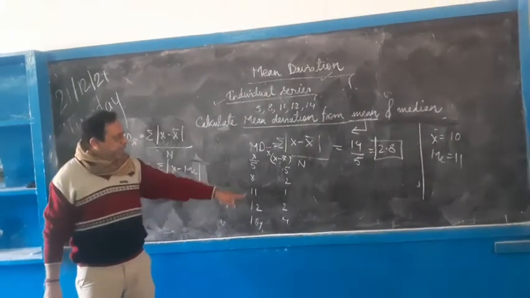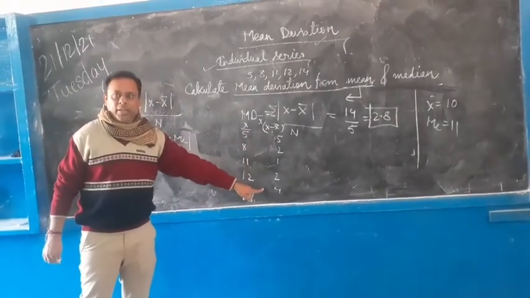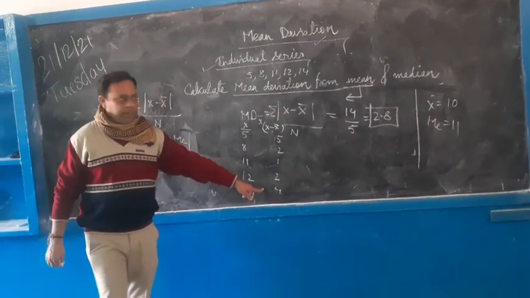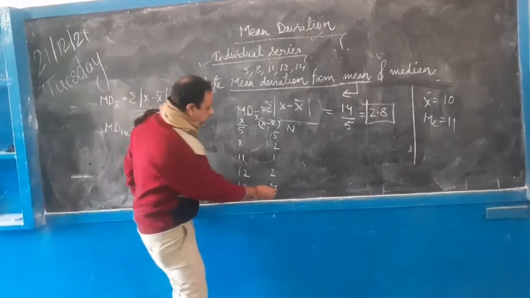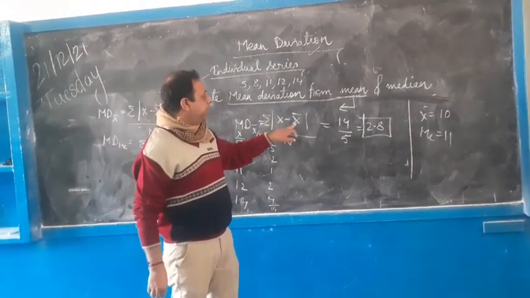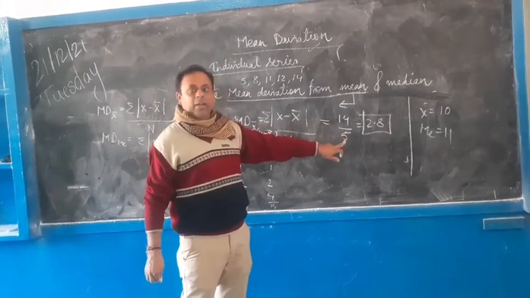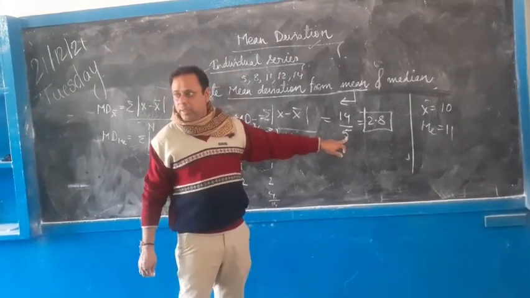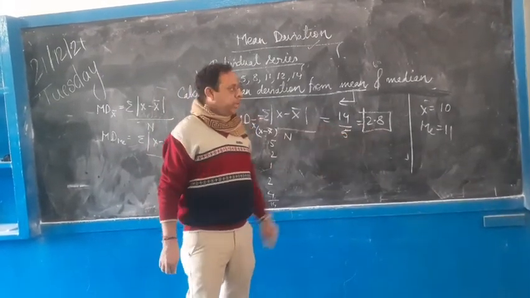Understood? This is the data x minus x bar we have taken. The value coming here is 14. So summation of mod x minus x bar is 14 upon 5. Got this? The value is 2.8. So the mean deviation from mean is 2.8.